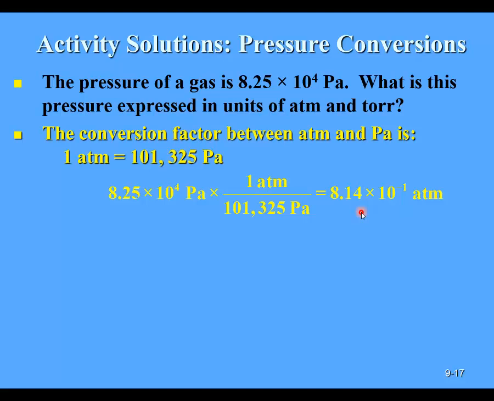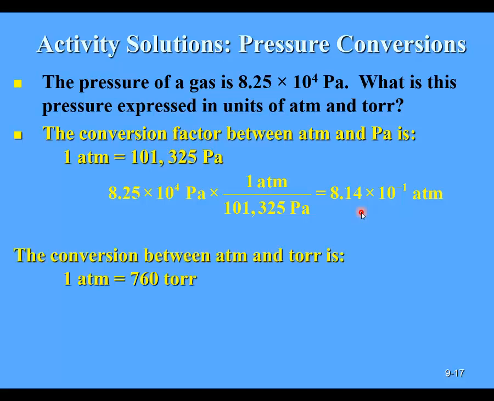This could be atmospheric pressure you could be dealing with above sea level, when you're dealing with less than 1 atmosphere of pressure. If we want to convert that to millimeters of mercury, well, I know 1 atmosphere is equal to 760 torr. Okay, so I can realize 8.14 times 10 to the negative 1 atmospheres can be converted to torr by multiplying by 760 torr for every 1 atmosphere.